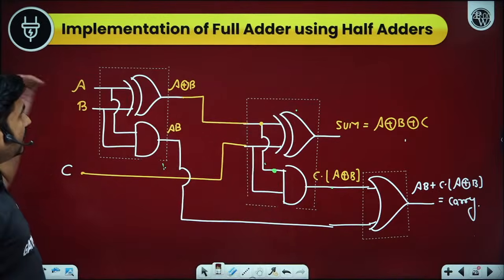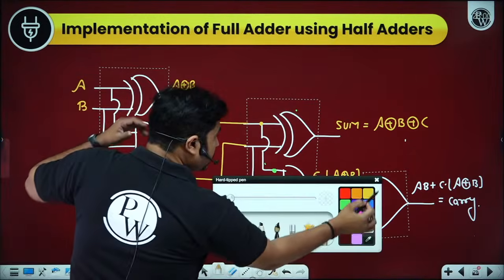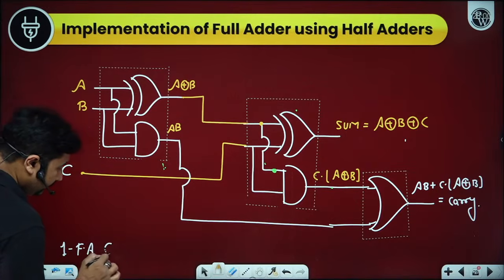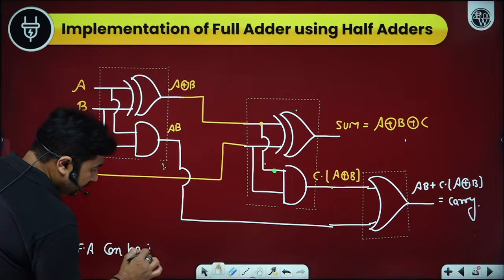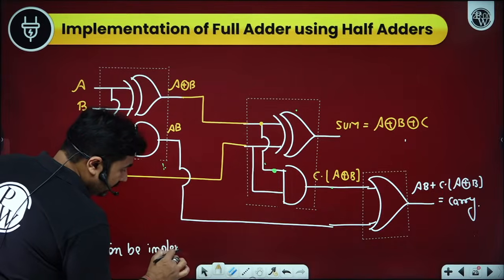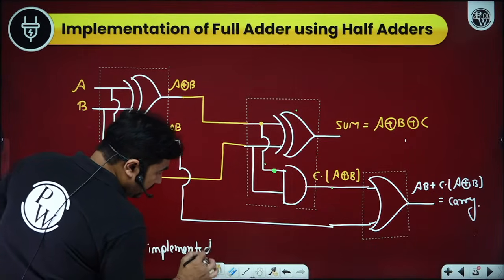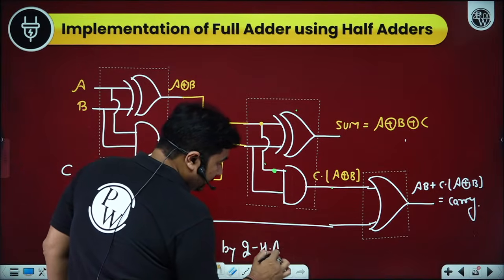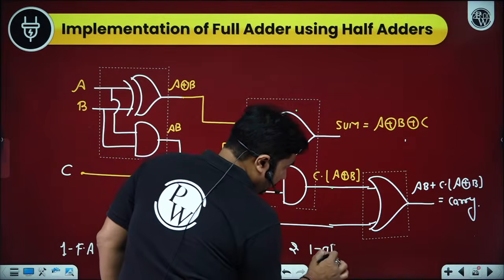So one full adder can be implemented by using 2 half adder and 1 OR gate. One full adder can be implemented by 2 half adder and 1 OR gate.